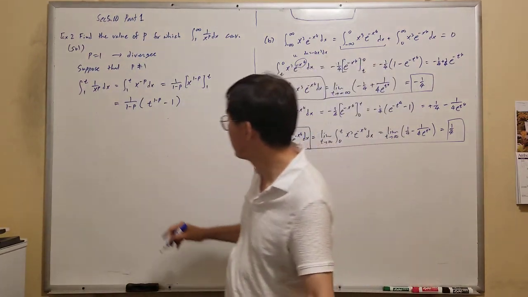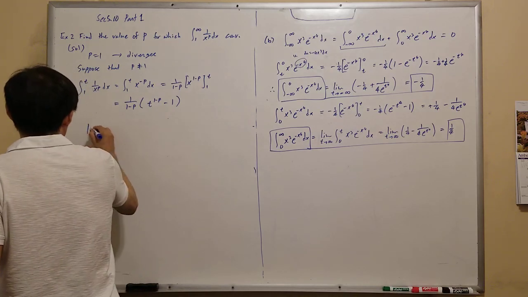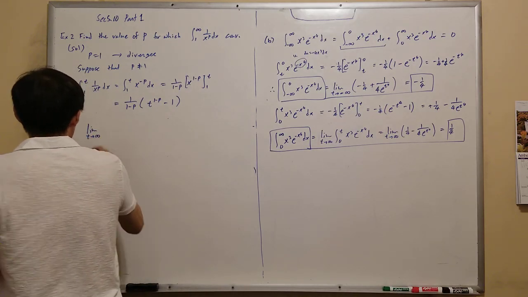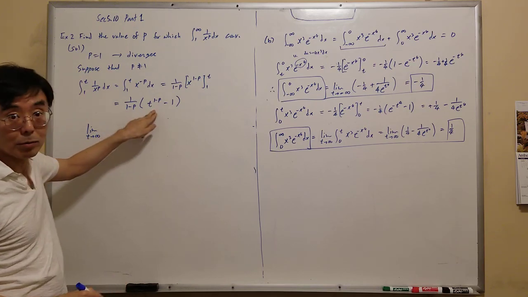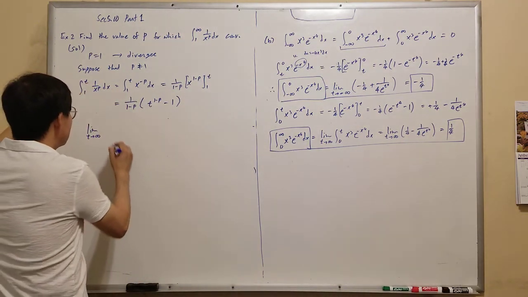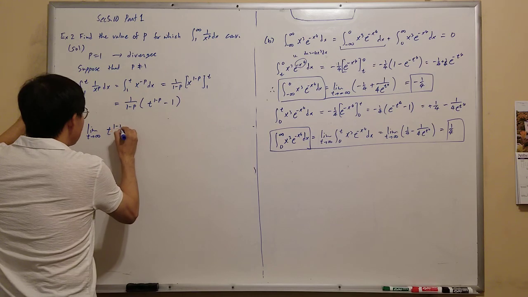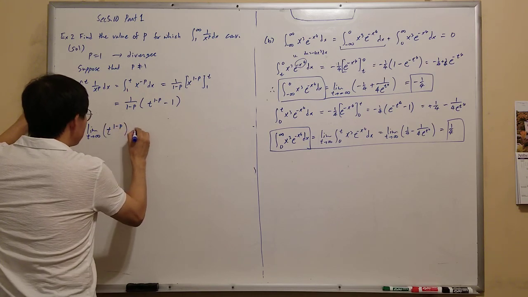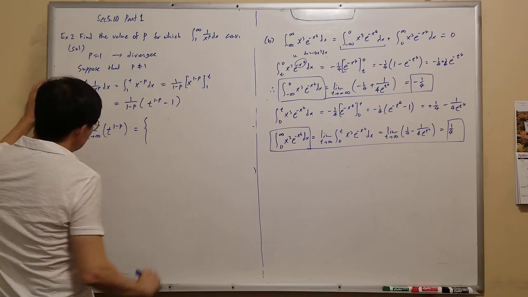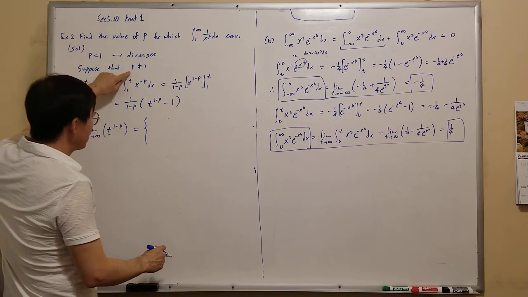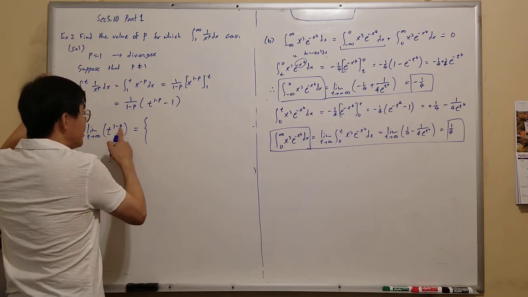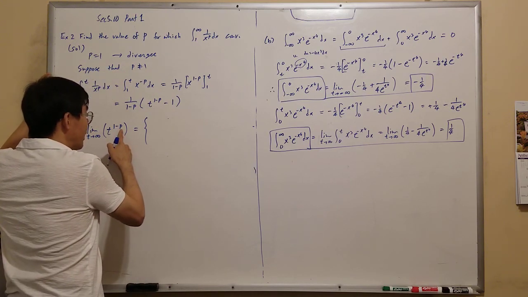Now, think about it. Limit of t going to infinity. In the end, we take the limit as t goes to infinity. This is the one that makes the decision: t to the 1 minus p. Now p is either greater than 1, and if p is greater than 1, what do you get?